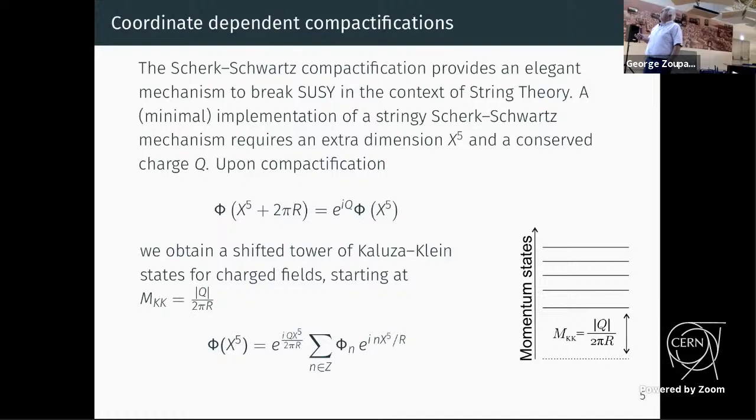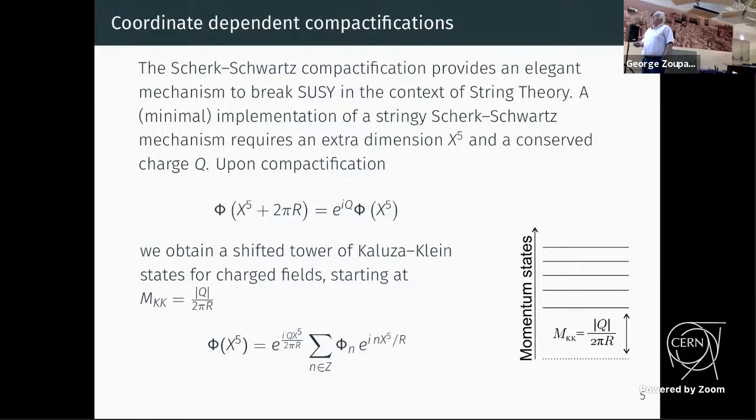The Scherk-Schwarz compactification is an elegant mechanism to break SUSY in the context of string theory. A minimal implementation would involve an extra dimension, let's call it X5, and a conserved charge, let's call it Q. We compactify this dimension X5, but upon compactification, we don't ask just for phi of x5 plus 2 pi to equal phi of x5, but we ask for it to be compactified upon the action of this operator.